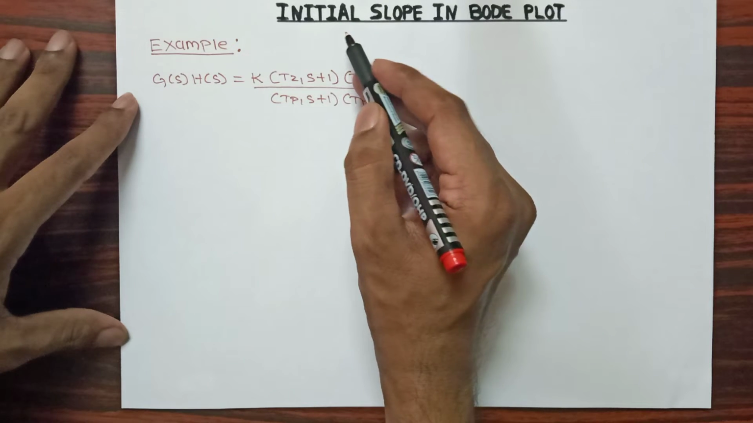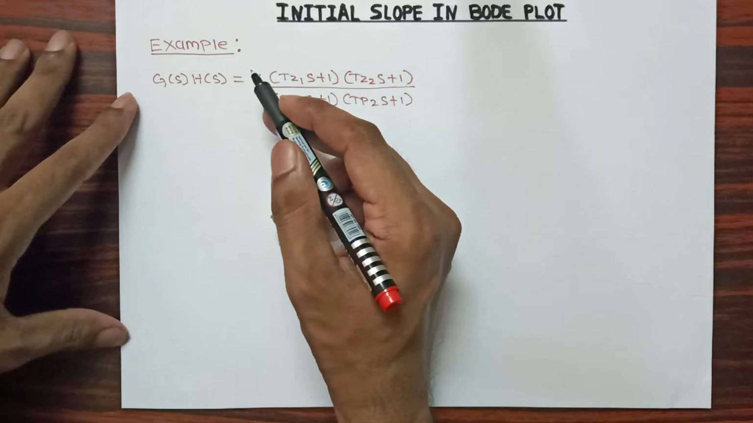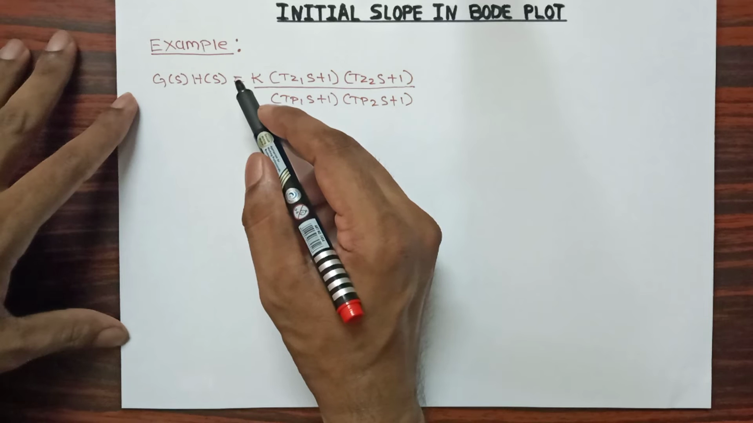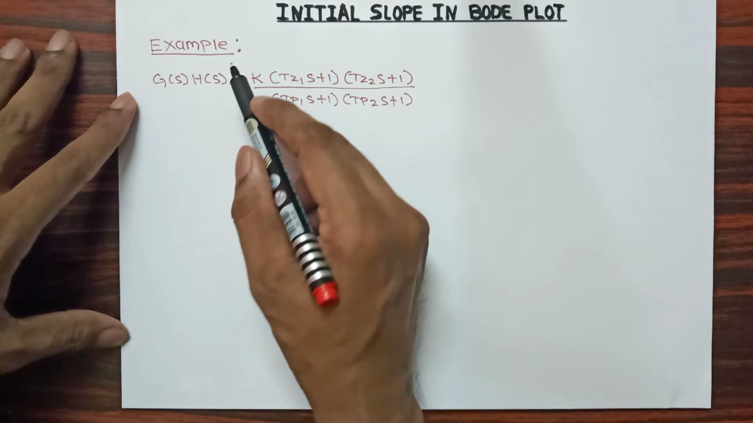Today we are going to discuss initial slope in Bode plot. To sketch the Bode plot, the second step is to find the initial slope. Let us see with an example how to find the initial slope.